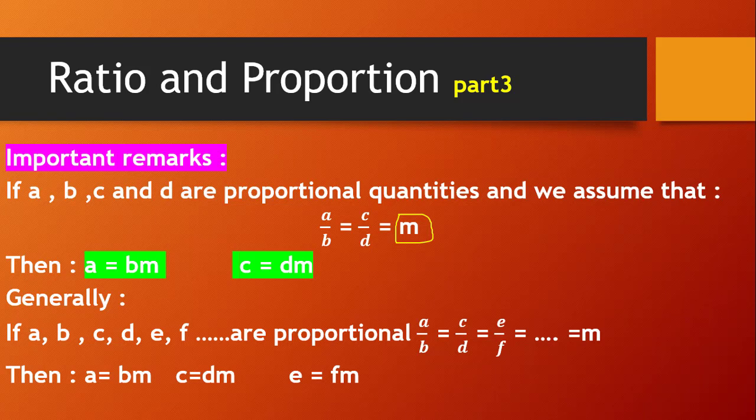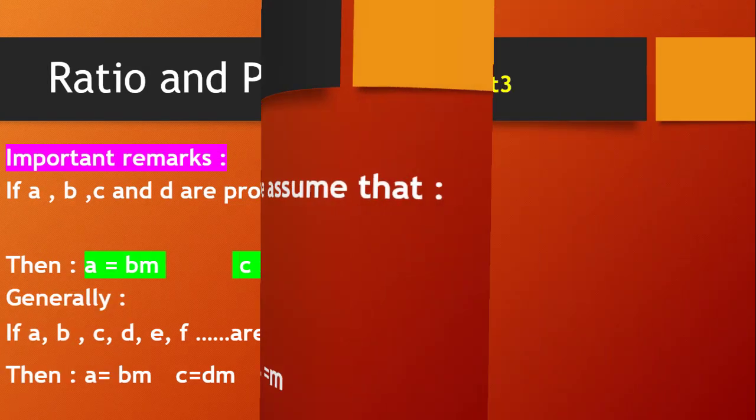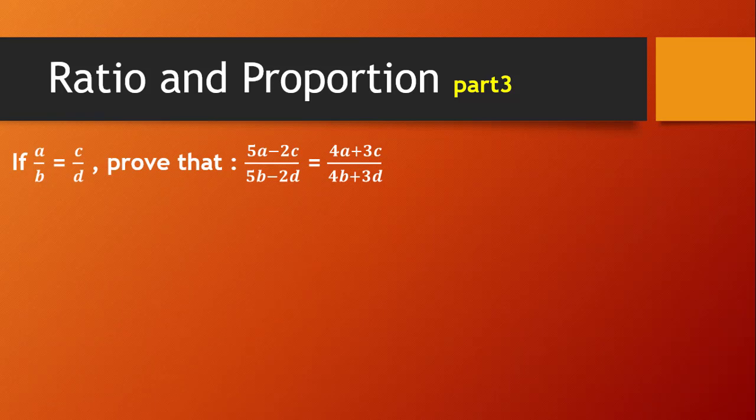Not only if we have four proportional, if we have more than four, like here, for example, A over B equals C over D equals E over F, and so on. By the same way, A equals BM, C equals DM, and E equals FM, and we will use this to solve many proofs in proportion. For example, here we have a proof.